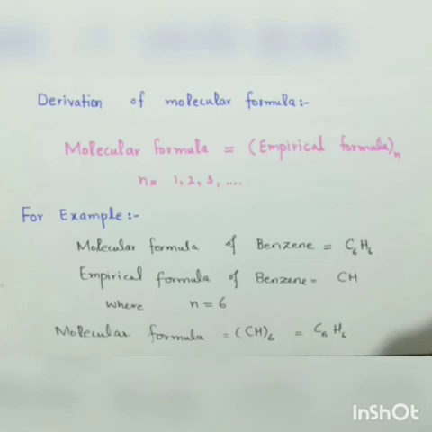Now the question arises how it can be derived. So first we have to write empirical formula of benzene, that is CH, where n will be 6. So we have to put these values in the above formula, that is molecular formula is equal to, instead of empirical formula we have to write CH and instead of n we have to write 6. So it will become C6H6. So the molecular formula of benzene will be C6H6.